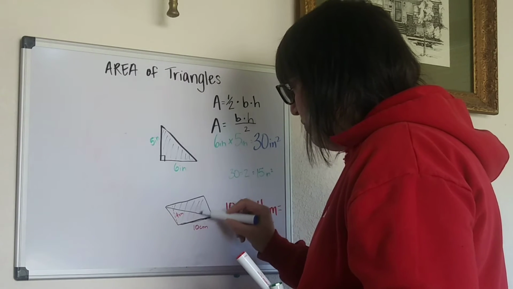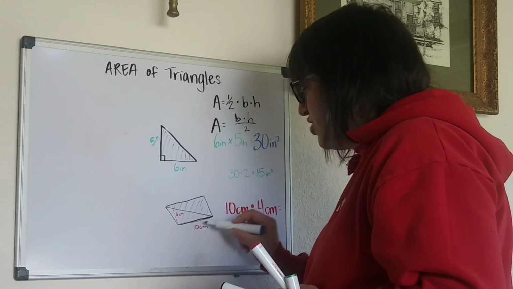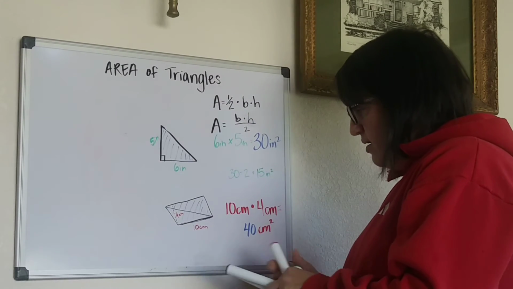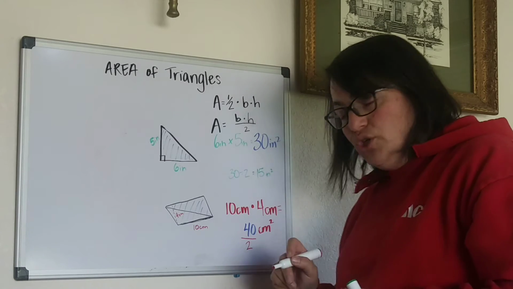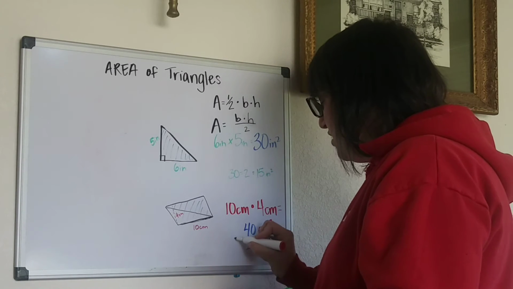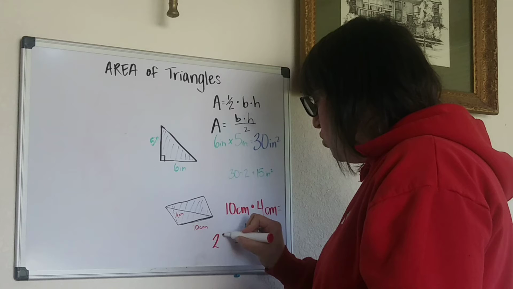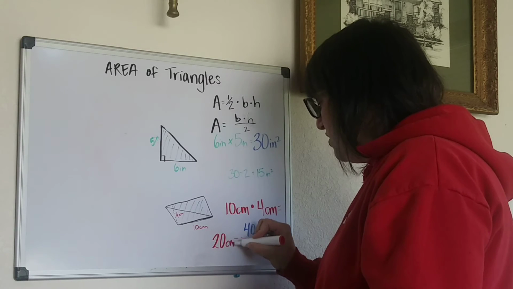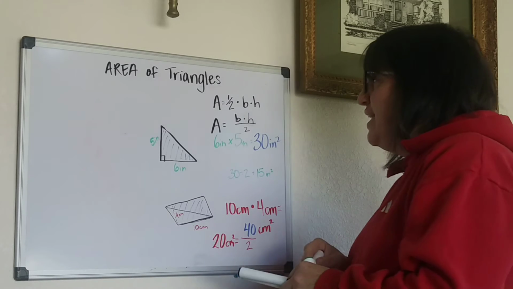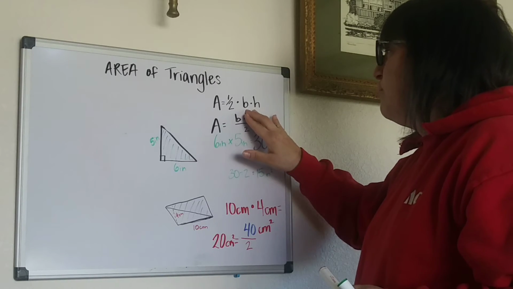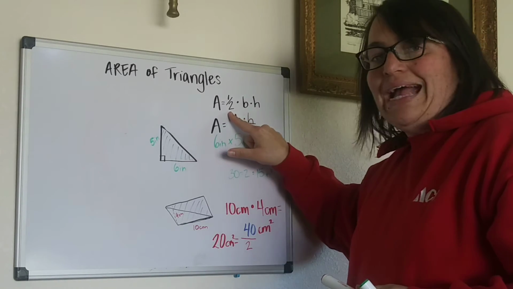And we don't want the whole parallelogram. We just want this triangle. So therefore, we're not done yet. We need to cut this in half or divide it by 2. So our real answer ends up being 20 centimeters squared. Okay? So for this one, you're taking what you know about parallelograms, and now you just need to find what half of that would be.